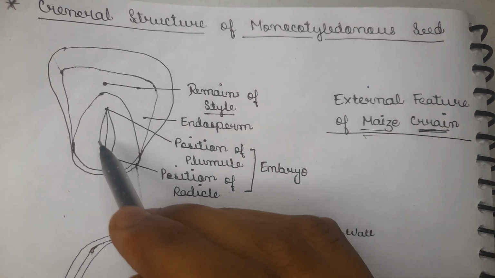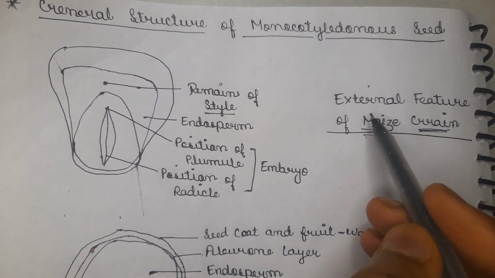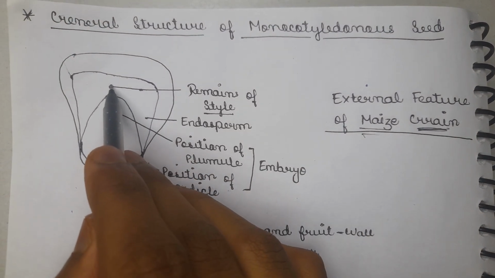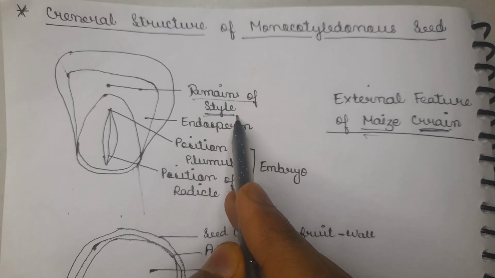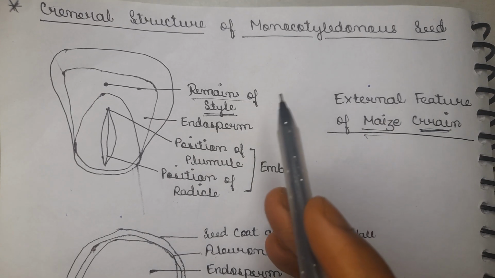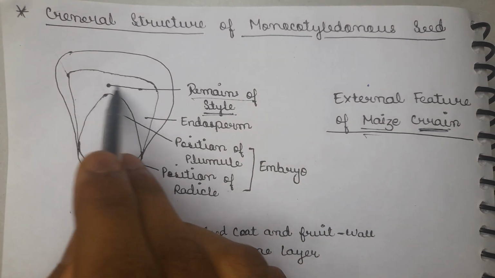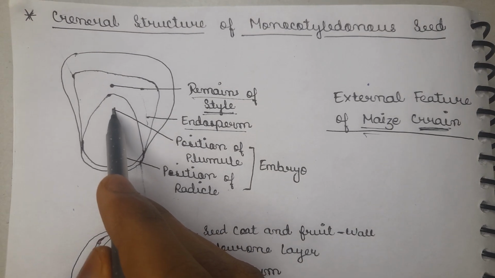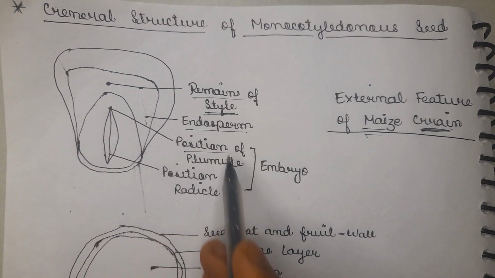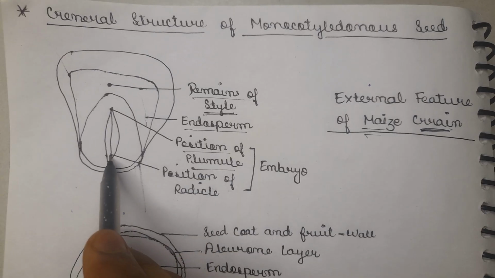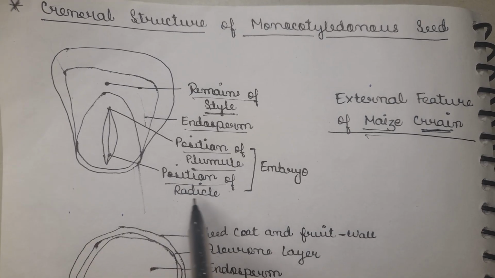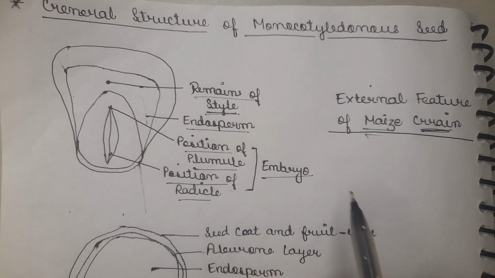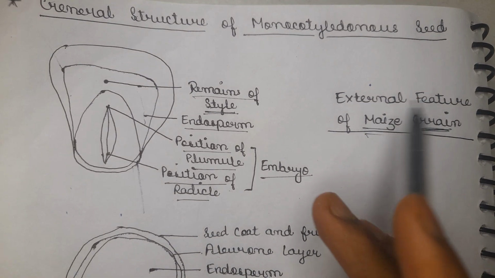Now if you look at the diagram of the maize grain from the external part, you will be able to see here a broad structure, the remains of the style, the reproductive part of a flower. Here in the broad region, this is the endosperm, and at the tip of this structure is the position of the plumule, and at the downward structure is the position of the radicle. These both together are called the embryo. So this was the external structure of the maize grain.